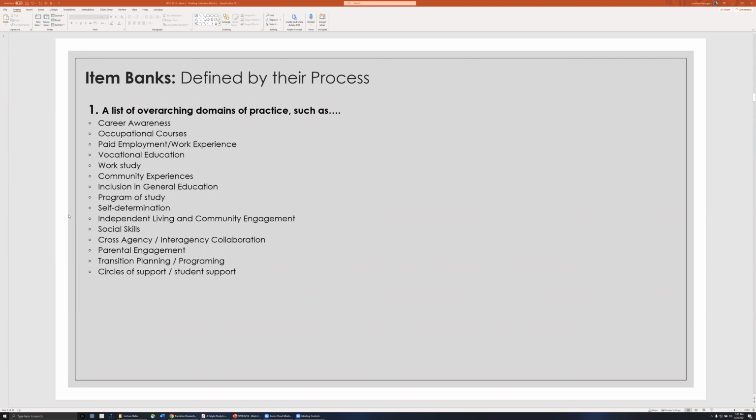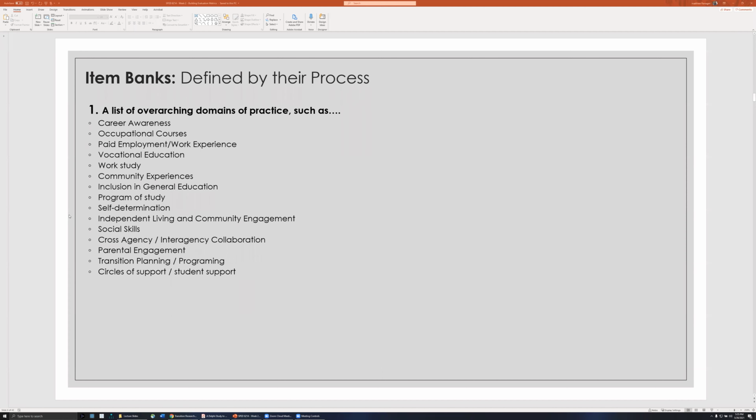So item banks are really defined by their process. You start off with a list of overarching domains of practice. This list here is from Rowe et al. 2015 from the Adelphi study to operationalize predictors of post-school success.